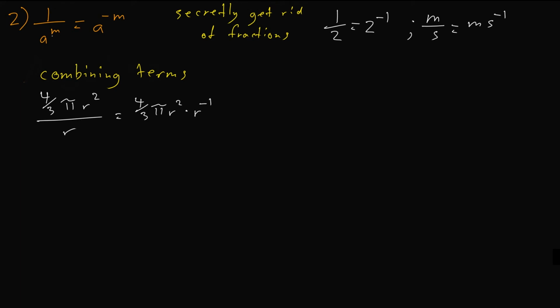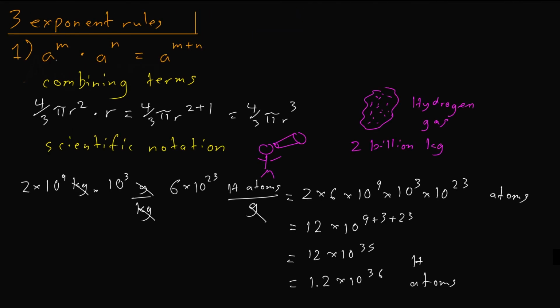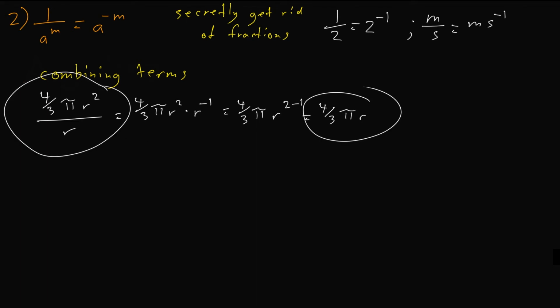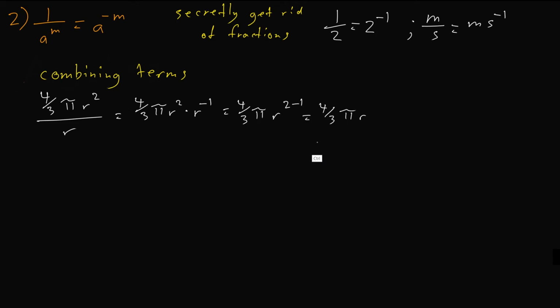And now that we've rewritten it this way, we can use our first rule and add these two exponents together. So it's going to equal 4/3 pi r to the power of 2 minus 1, which is 4/3 pi r. Okay, and there we have it. We've simplified this initial expression into this, which looks a lot better. We've been able to get rid of that ugly fraction and have a more simplified version of it.